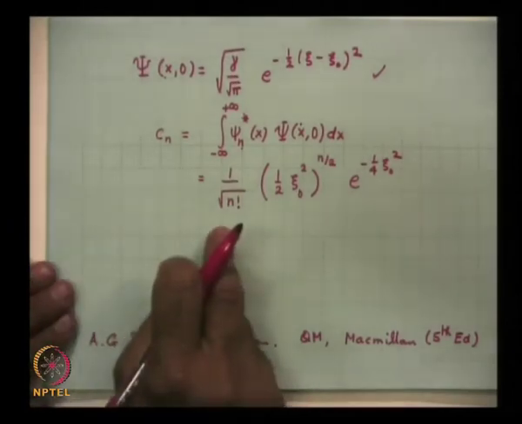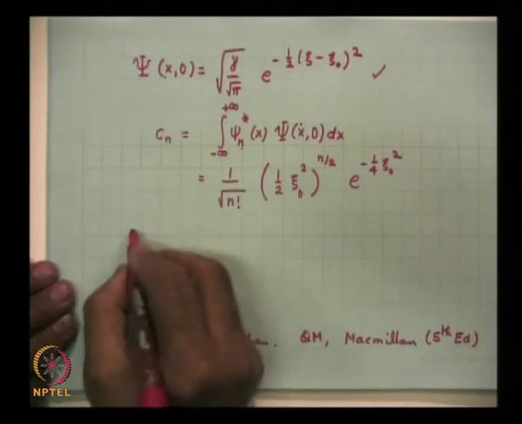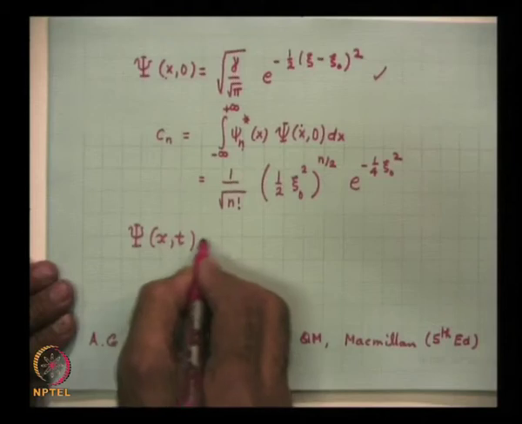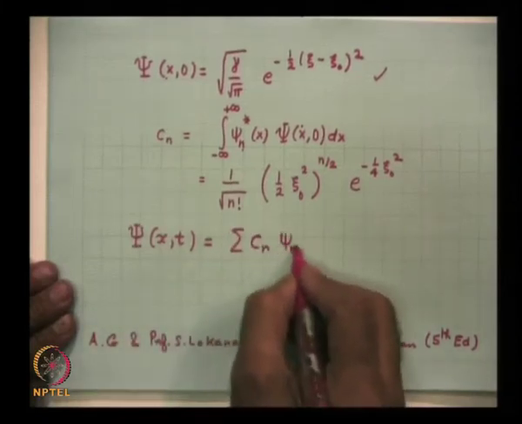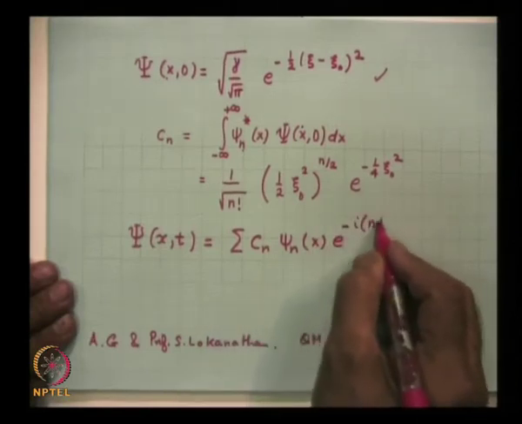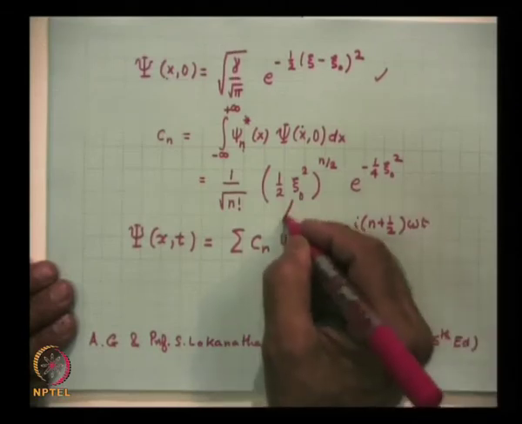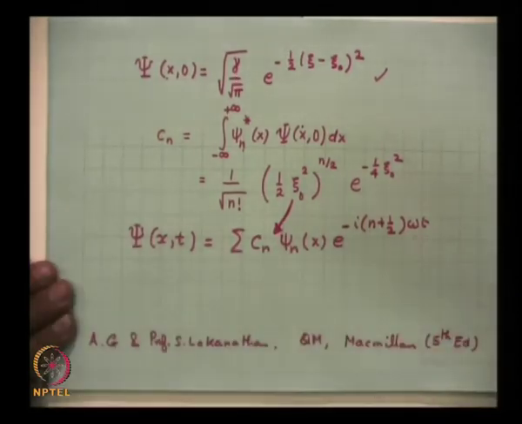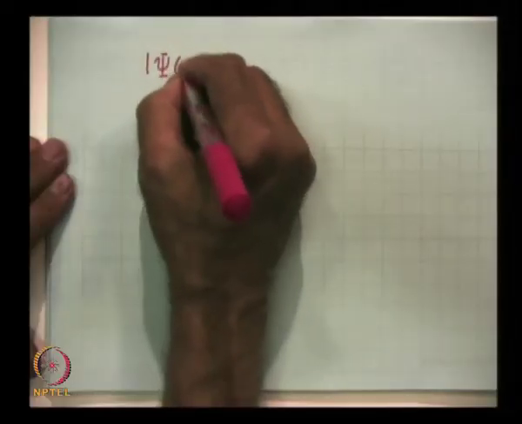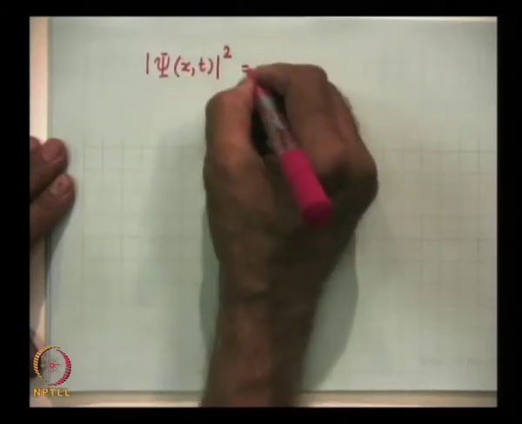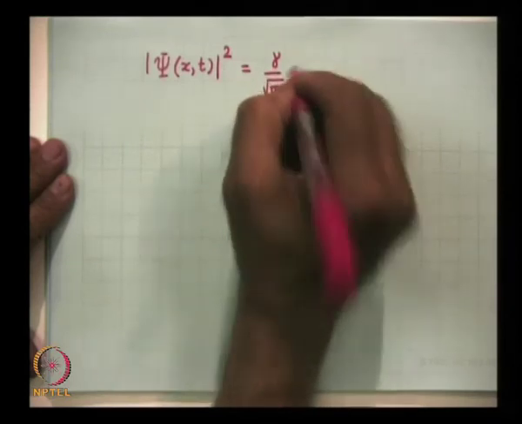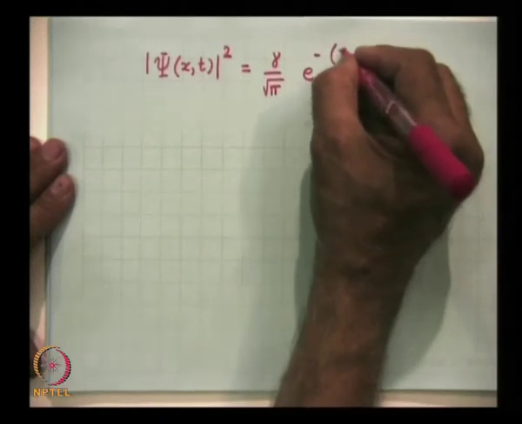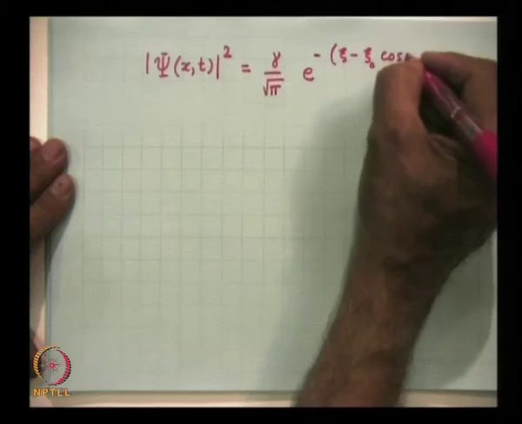Now, the next step will be to substitute this. So, I want to now find out how it will evolve with time, psi of x t. So, what I will do is I will substitute in this equation, this has been the general recipe, and sum it. So, I substitute this expression here and carry out this summation, and it is one of those rare occasions that you can actually sum this series, and the final result is very straight, very beautiful. So, you will get, if I sum that and take the complex conjugate of that and then multiply, that is mod psi x t square is equal to gamma by root pi e to the power of minus xi minus xi 0 cos omega t whole square.